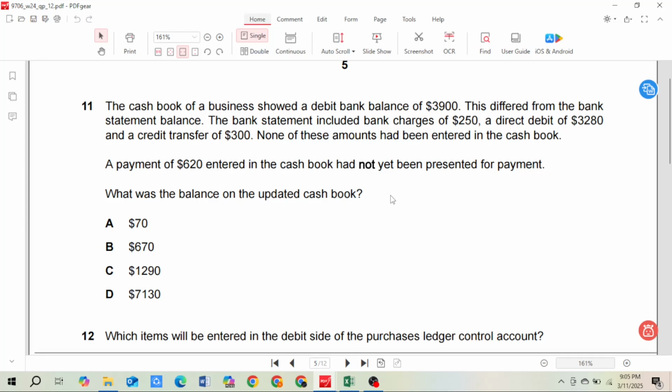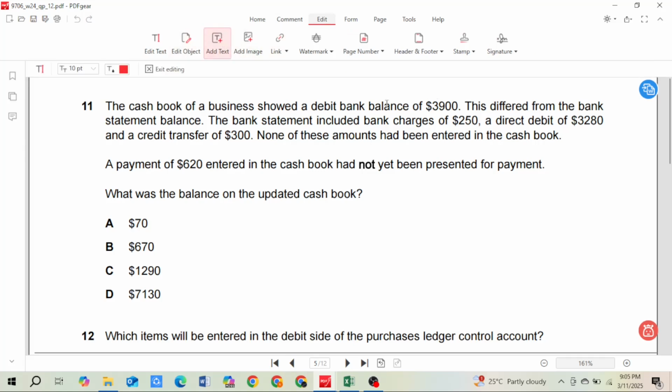So we need to find out, if I update the cash book, what will be the new balance. Right now the balance in the cash book is a debit balance of 3,900, which is a positive balance. The following information is recorded only in the bank statement. First is bank charges, so we subtract 250. Then there is a direct debit, meaning directly deducted from my account, which is 3,280. And the last one is a credit transfer, meaning it is added to my account, so I will also update this.